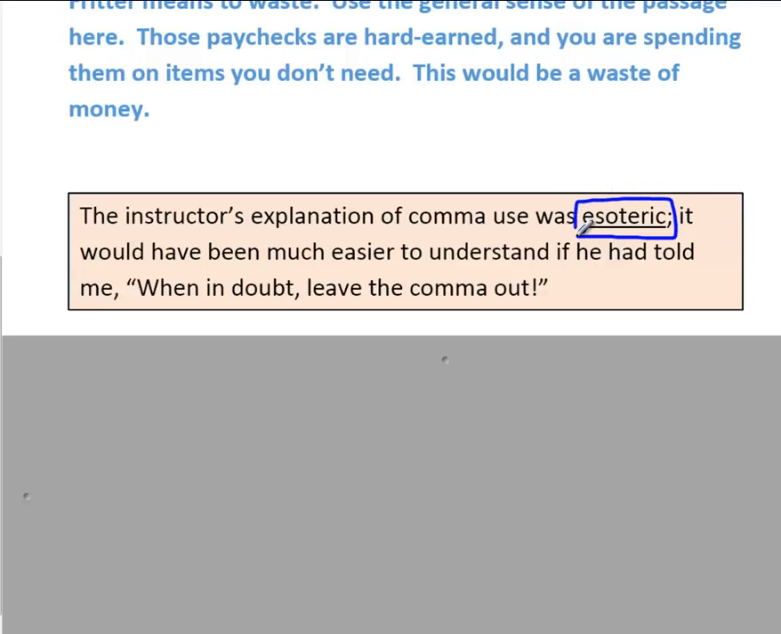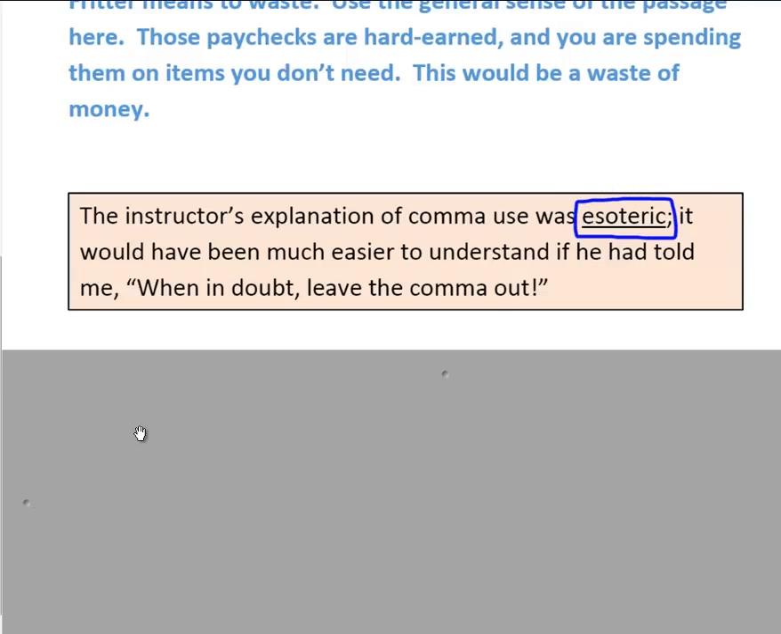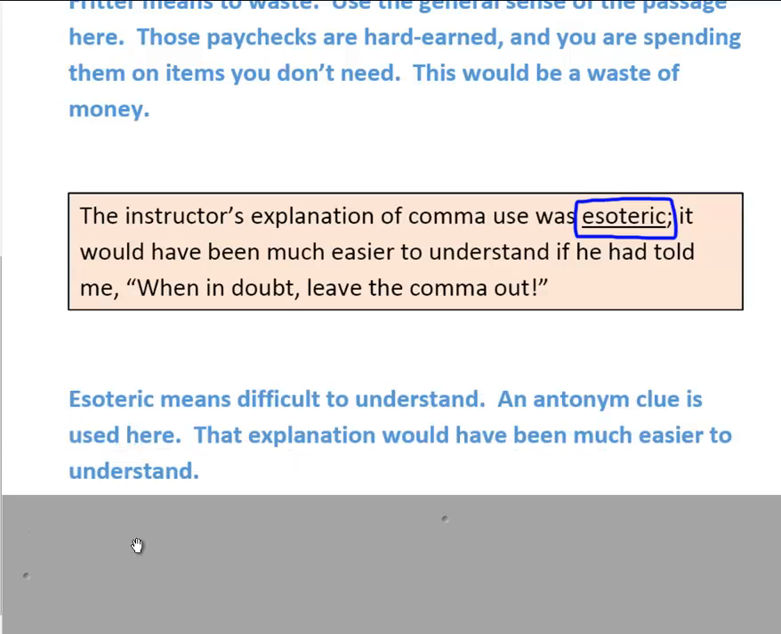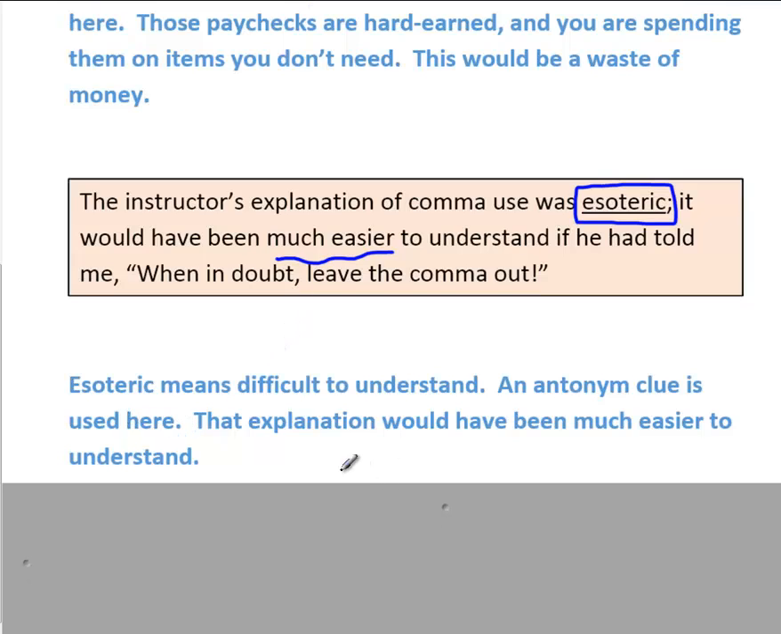Can you use a context clue to figure out what it means? Here, esoteric means difficult to understand. An antonym clue is used. We said that the explanation would have been much easier to understand had he just said, when in doubt, leave the comma out. Now, that's not necessarily the right way to think about using commas, but it is much easier to understand than a long, drawn-out discussion of all the comma rules.